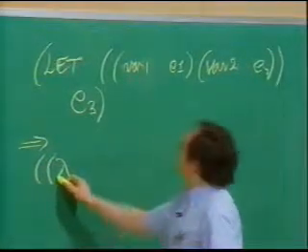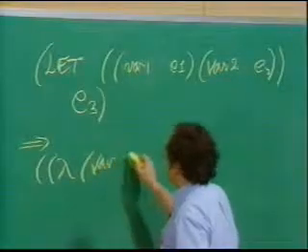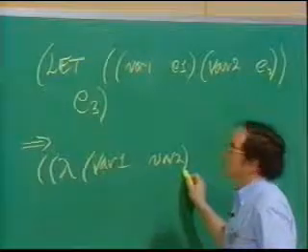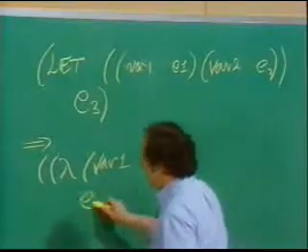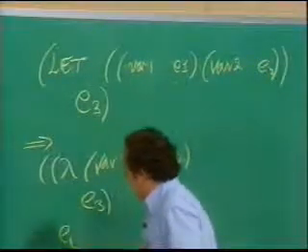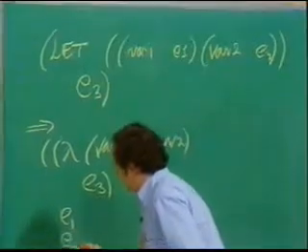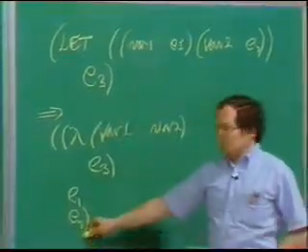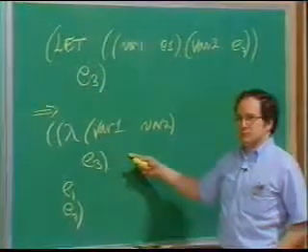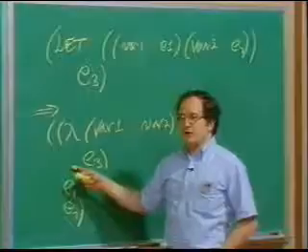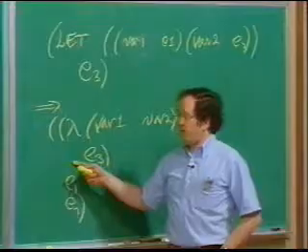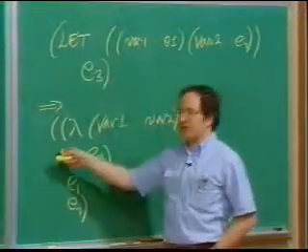a procedure of var1 and var2 being formal parameters, and e3 being the body, where var1 is bound to the value of e1 and var2 gets the value of e2. So this is, in fact, a perfectly understandable thing from a substitution point of view. This is really the same expression written in two different ways. In fact, the way the actual system works is this gets translated into this before anything happens.